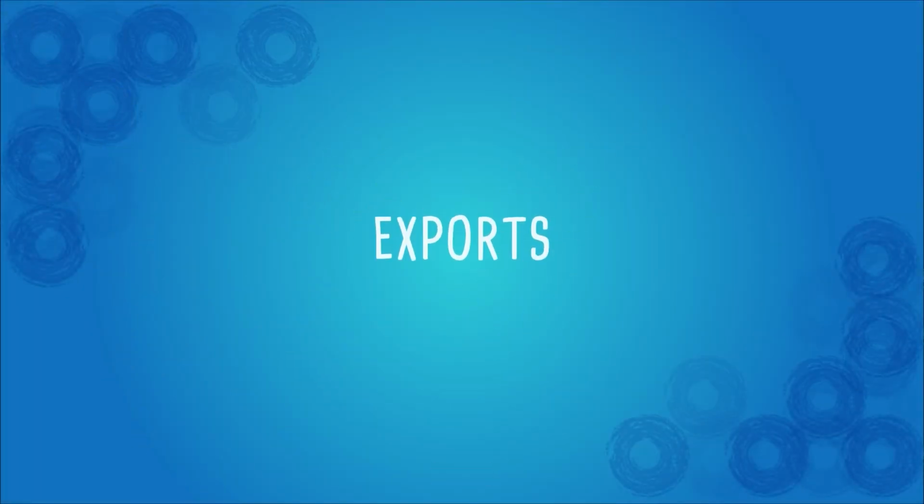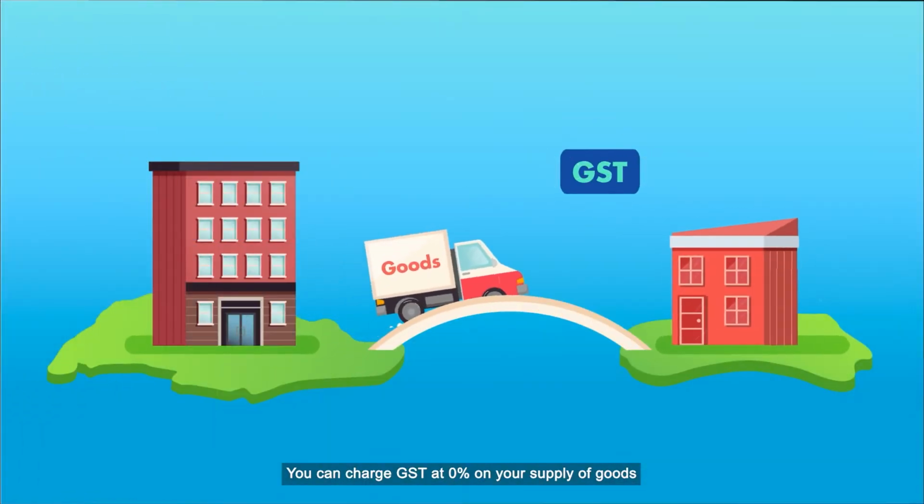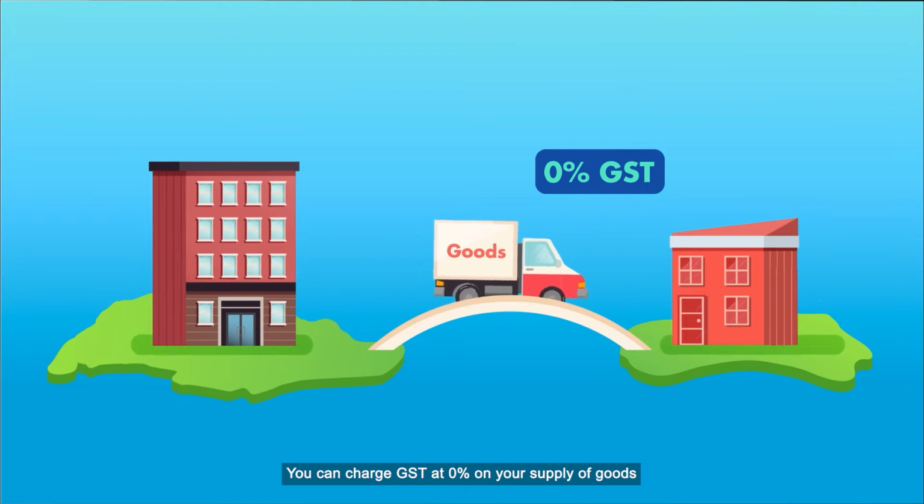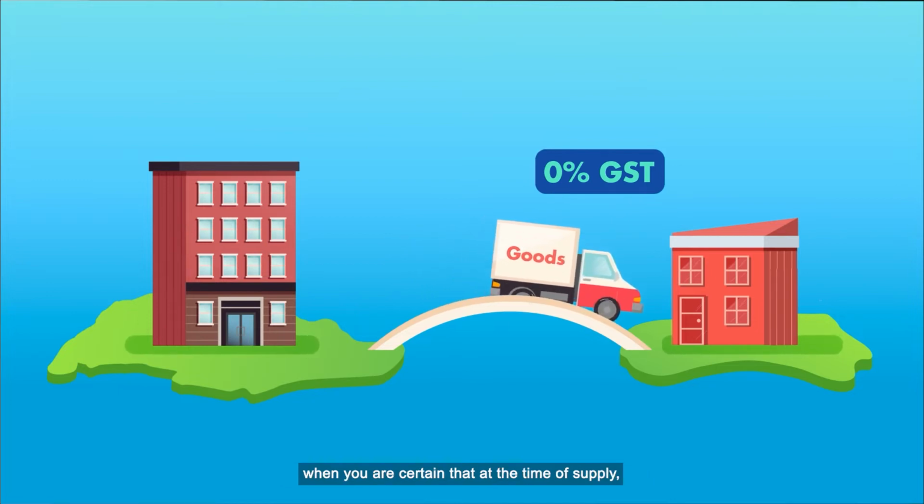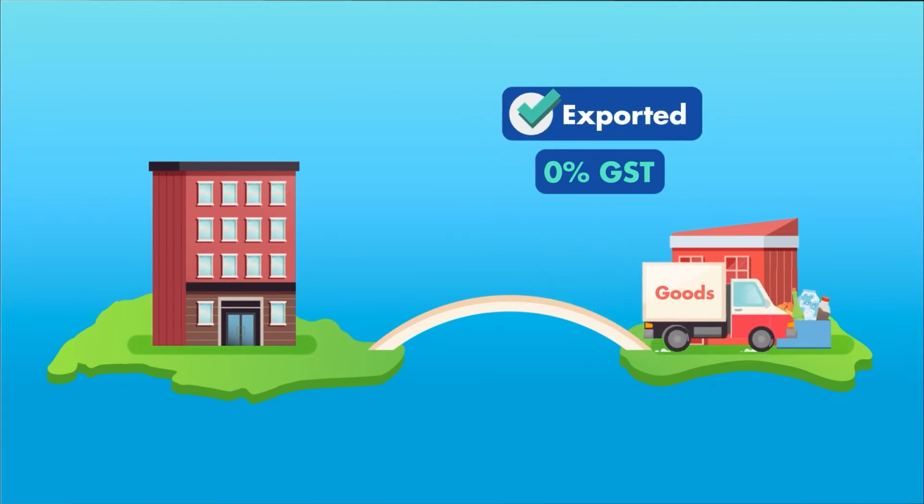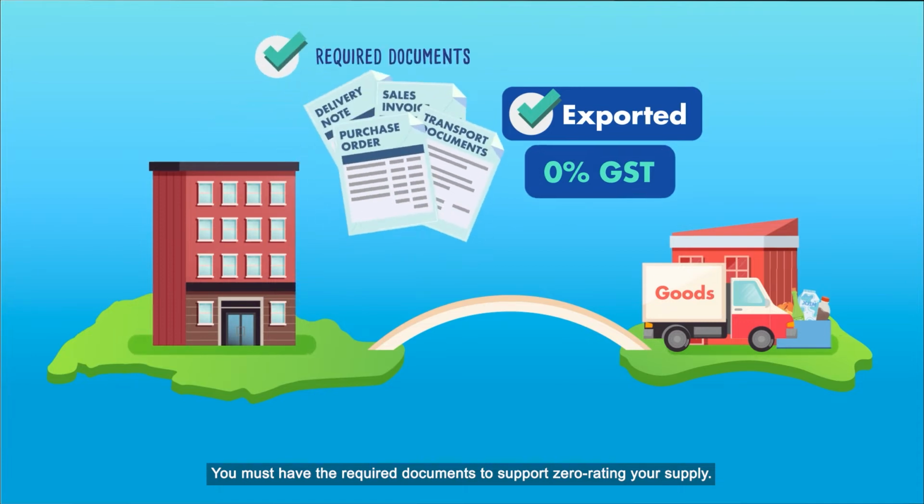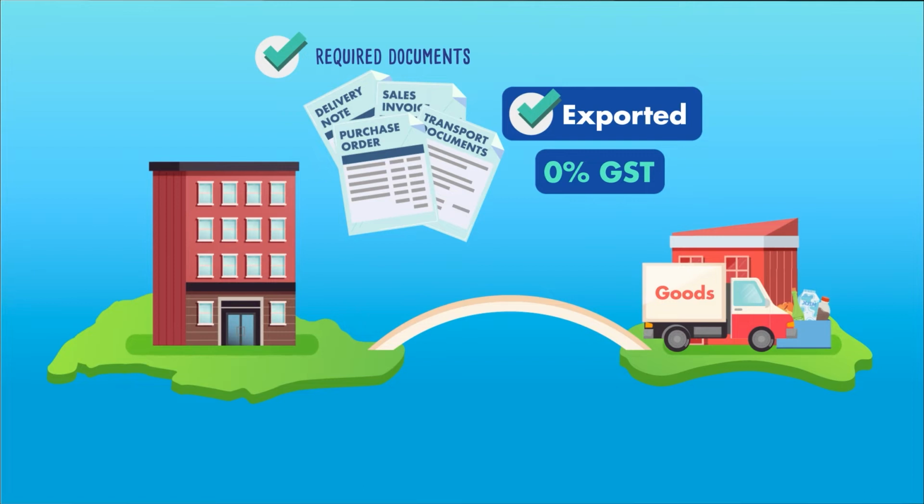Exports. You can charge GST at 0% on your supply of goods when you are certain that at the time of supply, the goods supplied will be or have already been exported. You must have the required documents to support zero rating your supply.